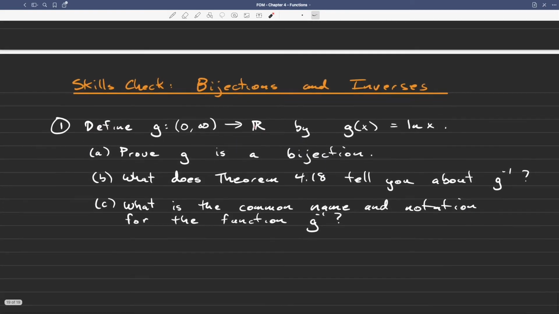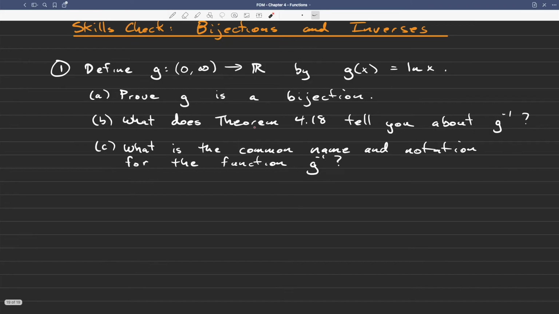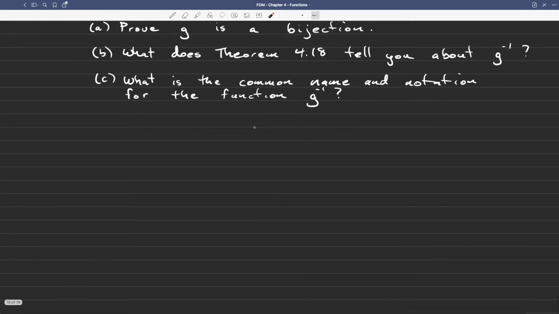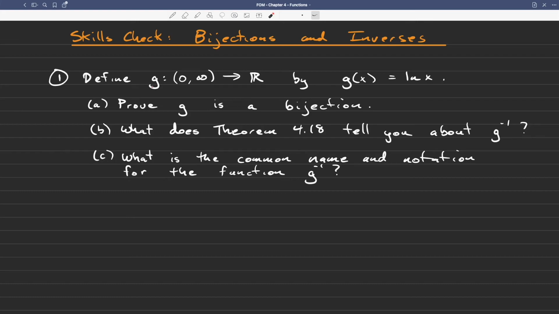Okay, let's finish this lecture with a skills check. This one's pretty short, just one problem. I've got a function for you, defined from the positive real numbers to the real numbers, and it's our old friend, the natural log. People tighten up a little bit sometimes when you start talking about natural logs. I want to prove that this function g, the natural log function, is a bijection. Then I want you to think about what the previous theorem tells you about the inverse of this function g. And lastly, what is the inverse of the natural log function?